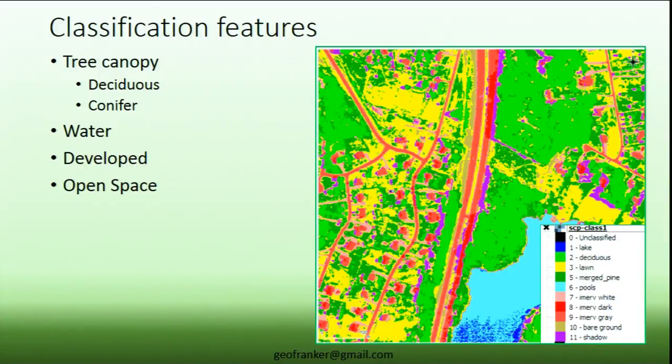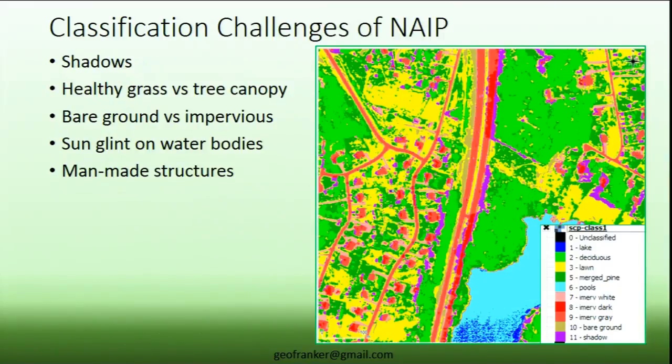It's very useful for classification. Again, it could be more than just a base layer. So the types of classes that you can extract at a general level are tree canopy. You can pull out deciduous and conifer tree types. You can find water bodies pretty easily. You can find developed areas, impervious surfaces, roads, buildings, and so forth. And then open space, grasses, fields, anything that doesn't have tree canopy or impervious on it.